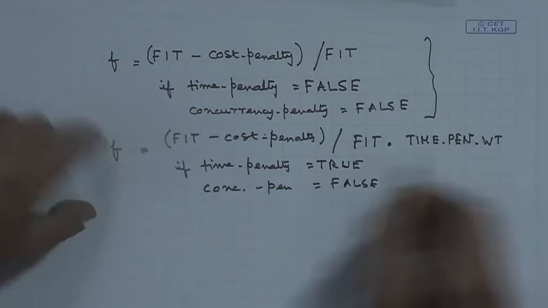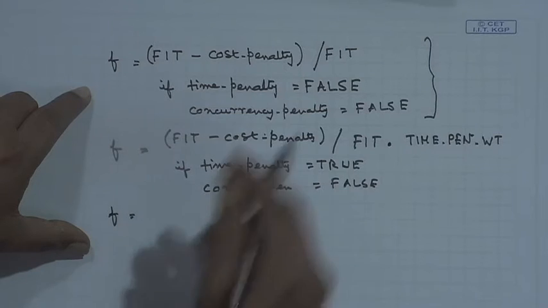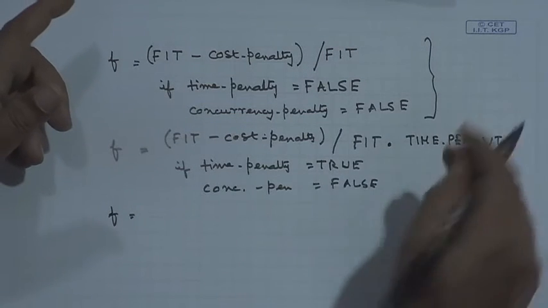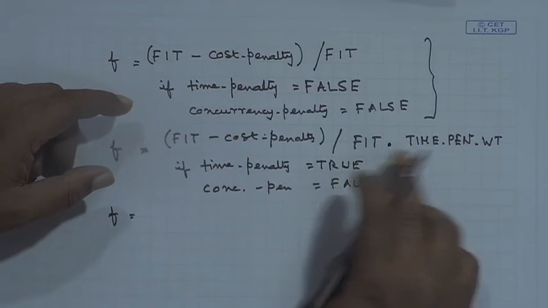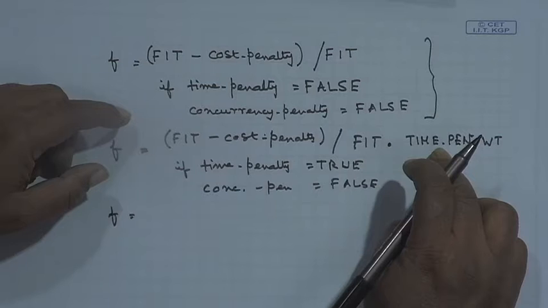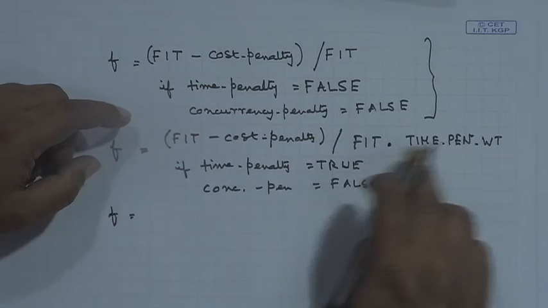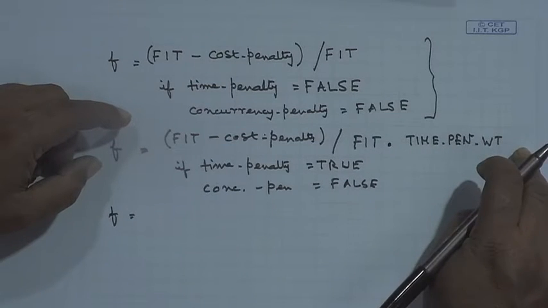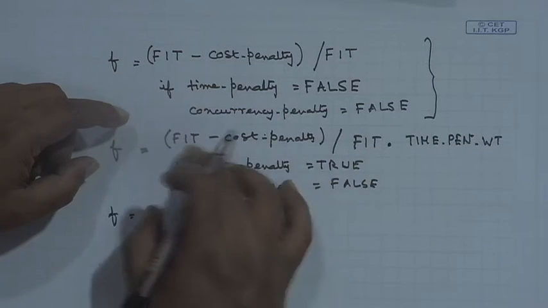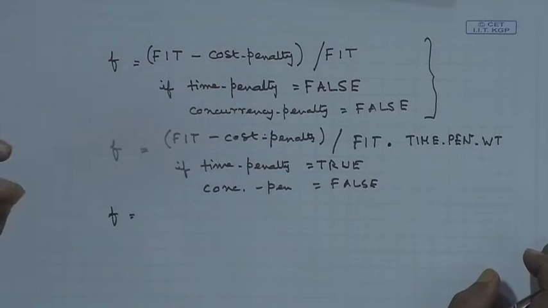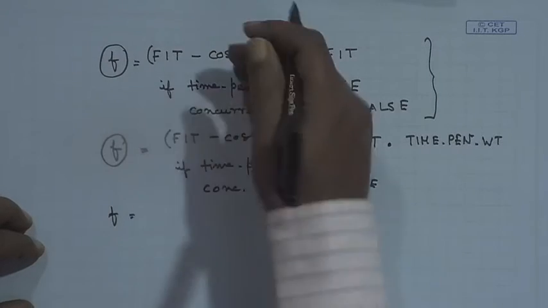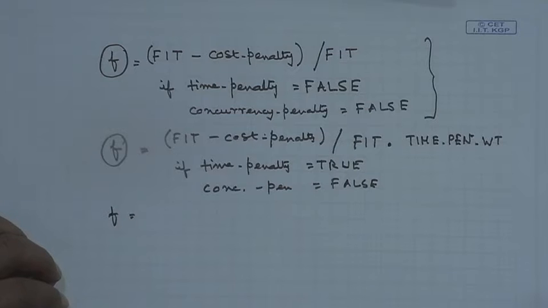my fitness function. Similarly, if concurrency penalty is true and time penalty is false, then it will be multiplied by concurrency penalty. If both of them are true, then it would be fit times time penalty weight into concurrency penalty weight. Accordingly, if there are both penalties, my fitness is reducing. So, accordingly, I will have different fitness functions for the different solutions.